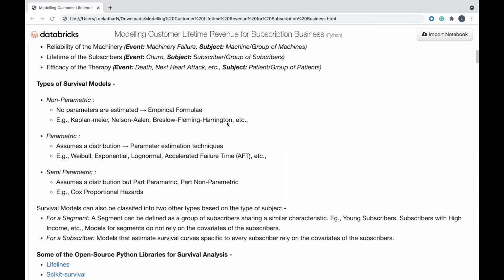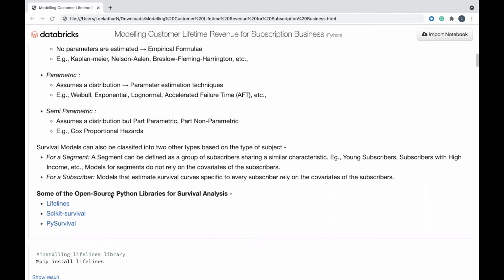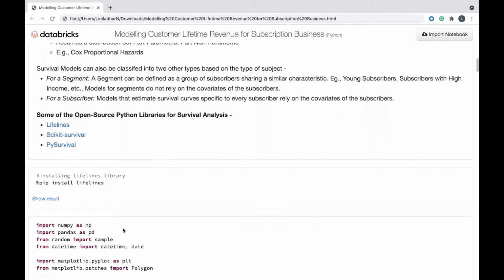In this demo, I will be walking you through how to build basic survival models for segments, how to extract important metrics from these models, and finally how to compute LTV for segments. There are a lot of open source Python libraries for performing survival analysis. Lifelines, Scikit-survival, and PySurvival are a few among them. Throughout this demo, I will be using a fictitious dataset and the Lifelines package to build survival models.